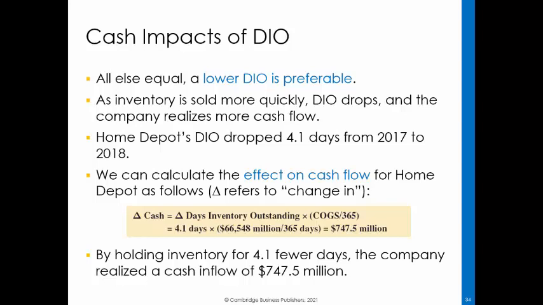For example, from 2017 to 2018, Home Depot reduced its days inventory outstanding from 73.5 to 69.4 days, which increased the company's cash balance by $747.5 million. Computed as a change in days inventory outstanding of 4.1 days times the cost of goods sold of $66,548 million divided by 365 days.